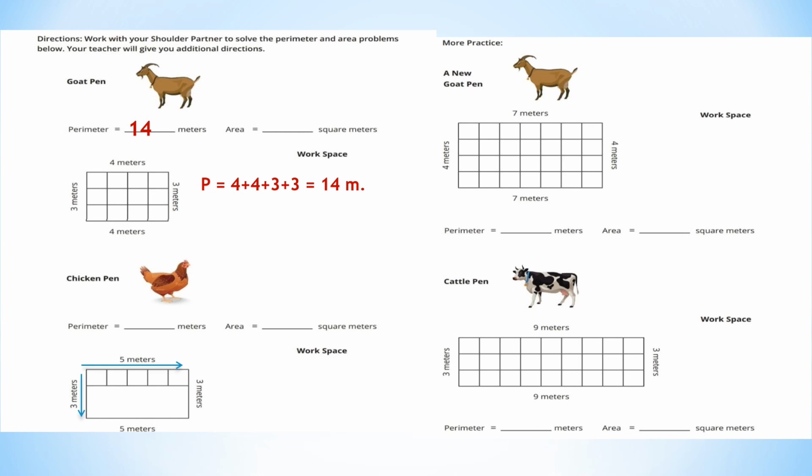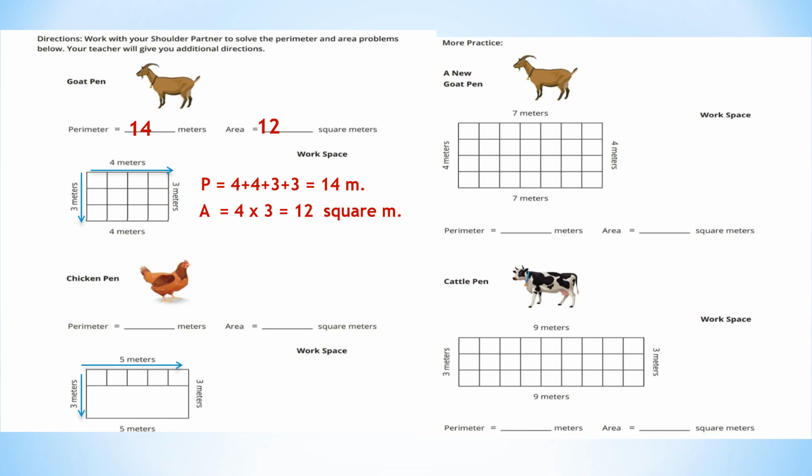The area will be what? We said area means the space inside the shape. So we will multiply length times width, or rows times columns. So it's what? 4 times 3 equals what? Equals 12. 12 square meters. Remember together, area, its unit is square meter. Don't forget the word square. So it's 12 square meters.